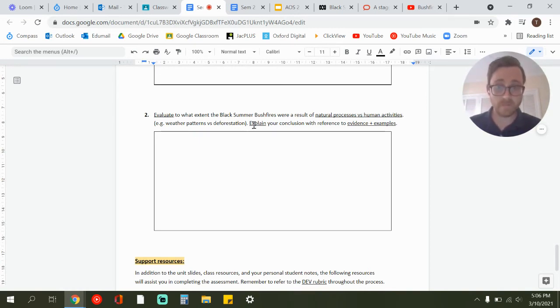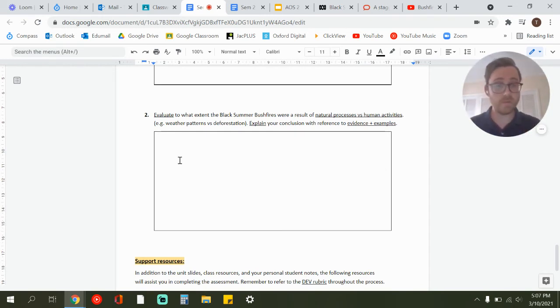Evaluate to what extent the Black Summer bushfires were a result of the natural processes versus human activities. So e.g. weather patterns versus deforestation. So were these fires mainly caused by human activities? So we cut down a bunch of trees and that led to the fires, or Mr. Tapley dropped a match in the forest and that caused a fire? Or was it a result of lightning strikes and climate change?